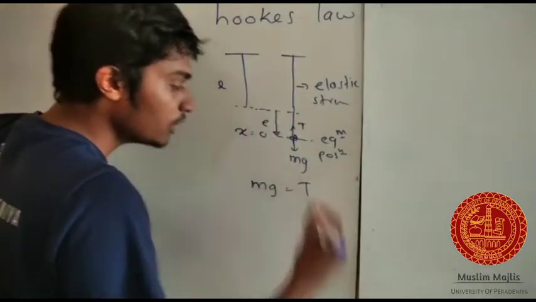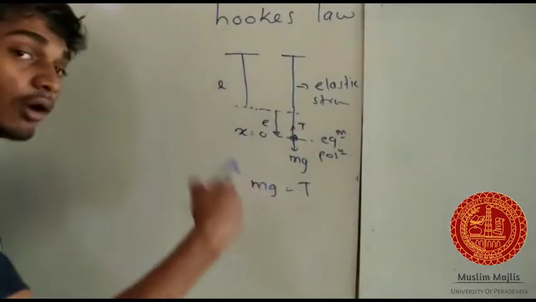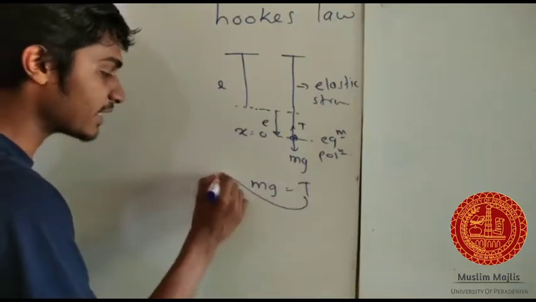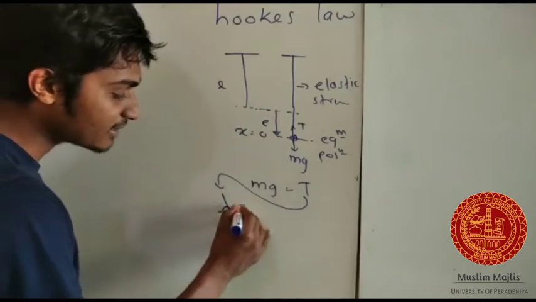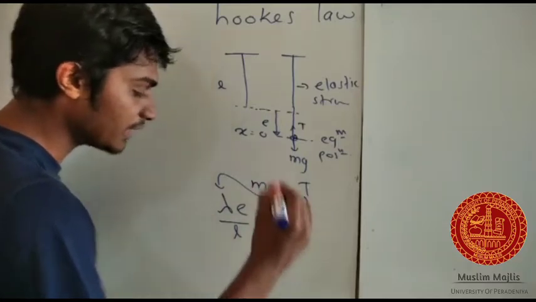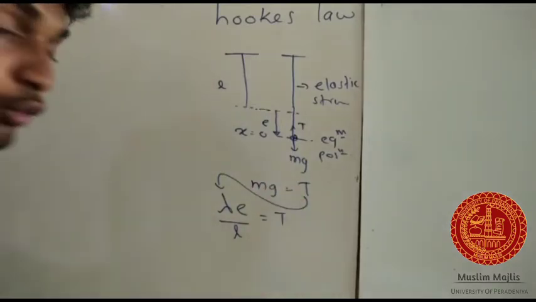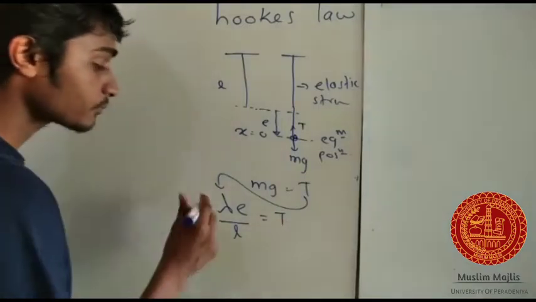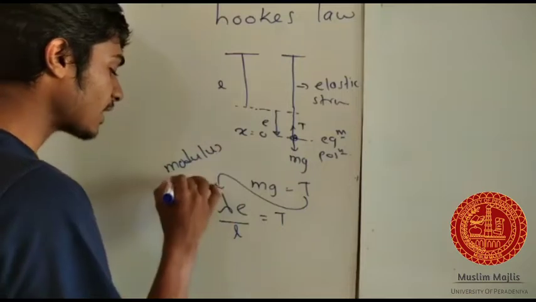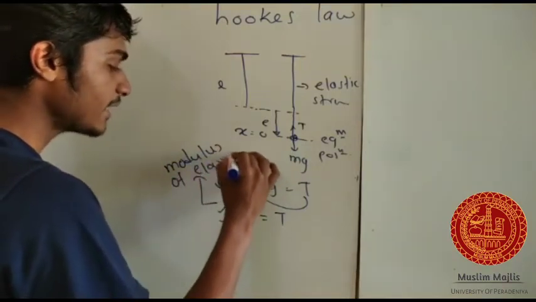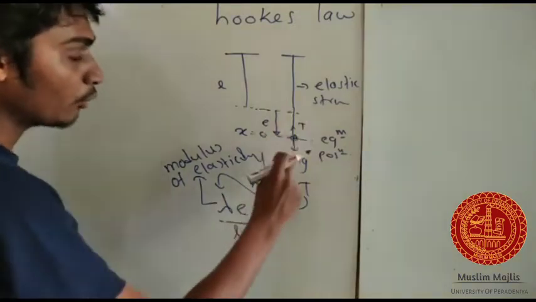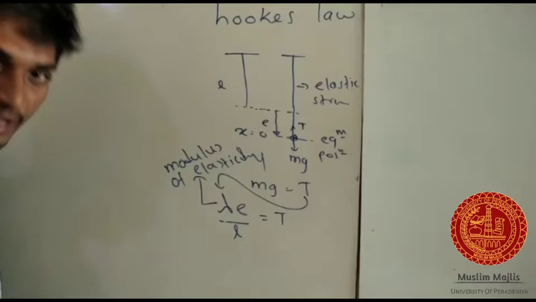mg is going to be equal to T. But T, according to Hooke's law, Hooke says that there is some constant called lambda, and this tension is directly proportional to this lambda and the extension, and inversely proportional to the natural length. So he says that lambda E over L is equal to T. So this is Hooke's law, and this lambda is called the modulus of elasticity, right? Now in lambda E over L, E is the extension and L is the natural length.